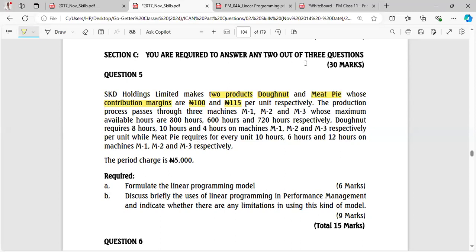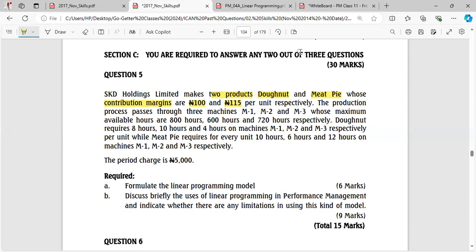Now, the production passes through 3 machines. So these are the things that could likely cause a limiting factor: machines, and we have machine hours. So we have M1, M2, and M3. These are the names of the machines, whose available hours are 800, 600, and 720 hours respectively. So it means that these machines cannot go beyond those hours.